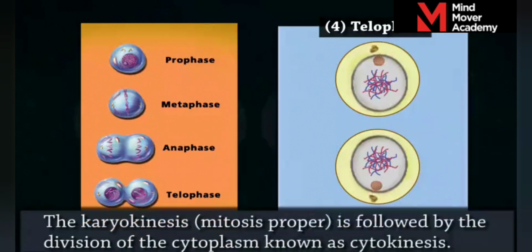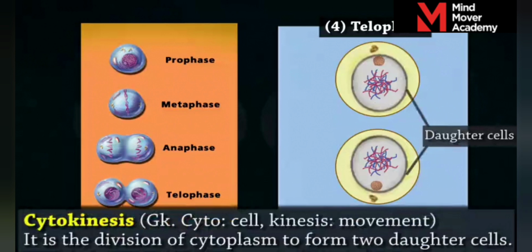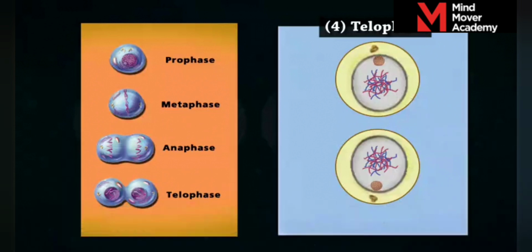The karyokinesis, or mitosis proper, is followed by the division of the cytoplasm, known as cytokinesis. Cytokinesis, Greek, cyto, cell, kinesis, movement. It is the division of cytoplasm to form two daughter cells. It begins during late anaphase and is completed soon after telophase. It is different in animal and plant cells.